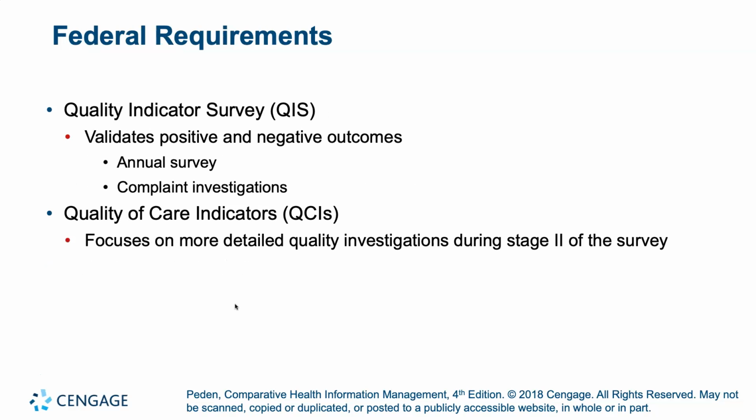So anyway, the federal requirements. They have what's called a quality indicator survey and quality of care indicators. The survey is looking at positive and negative outcomes and validating those. It's an annual survey, and it does include complaint investigations. The quality of care indicators, those are focused more on detailed quality investigations during stage 2 of the survey. And if you're interested in more information on this, check your textbook, but also go out and Google it and you can find more information.